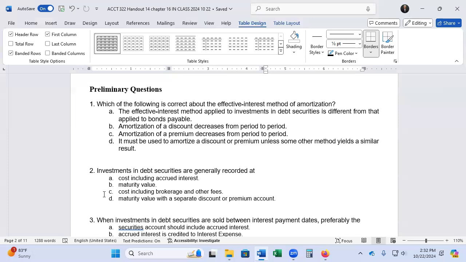You guys have the handouts on your desk. We're starting chapter 16 and there's some preliminary questions. We have about 3 minutes left before we go over them.